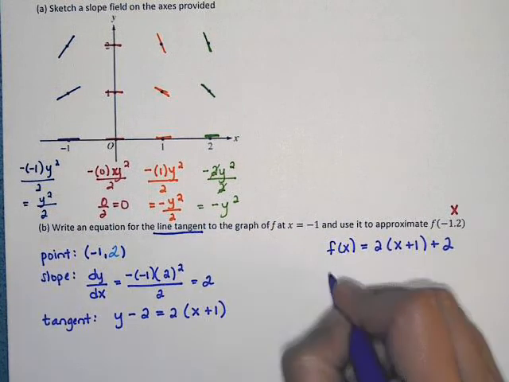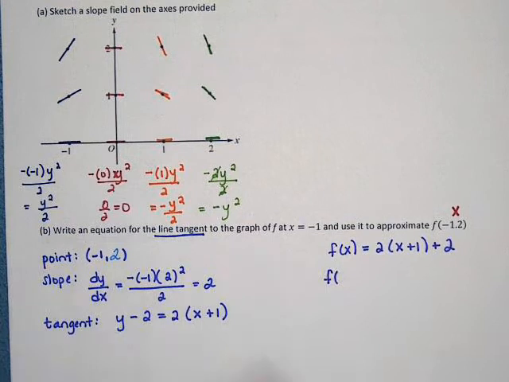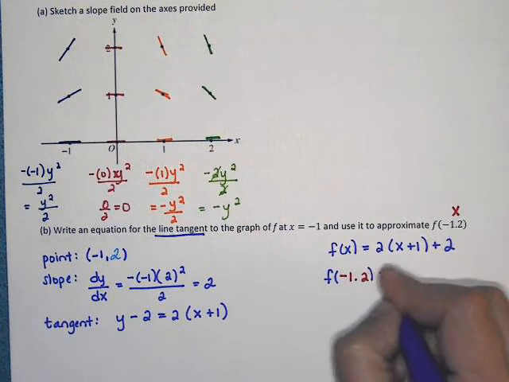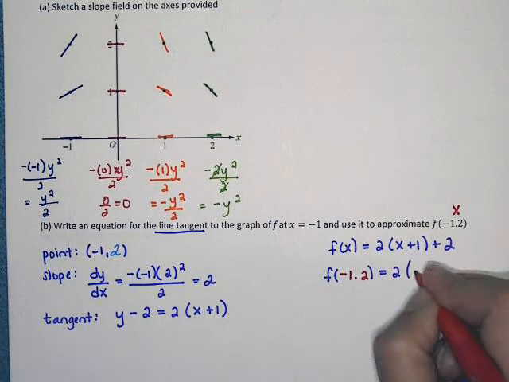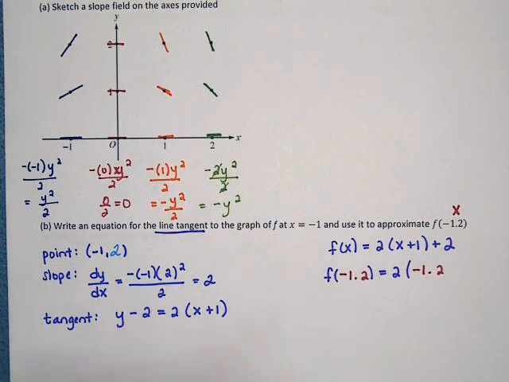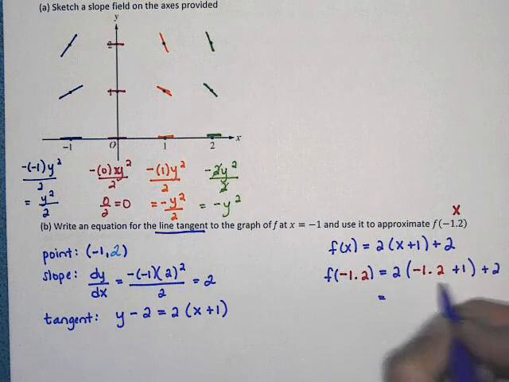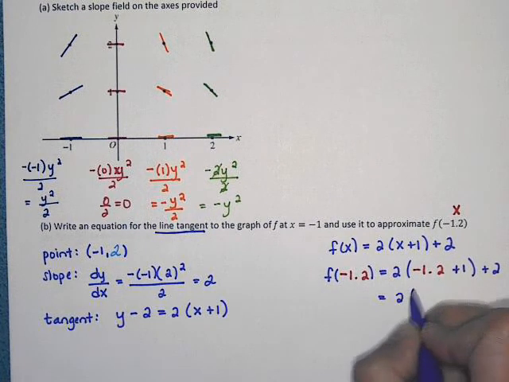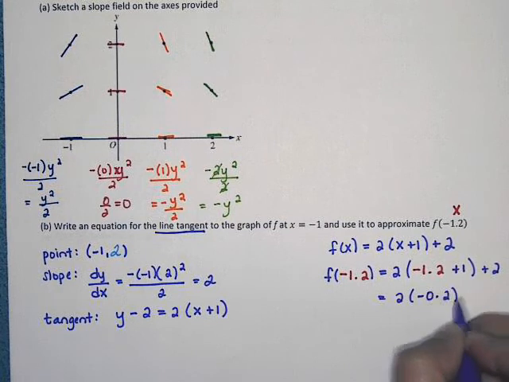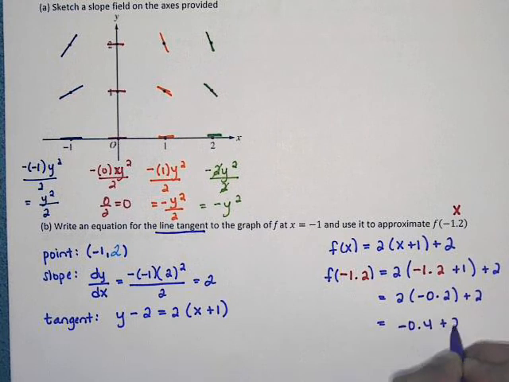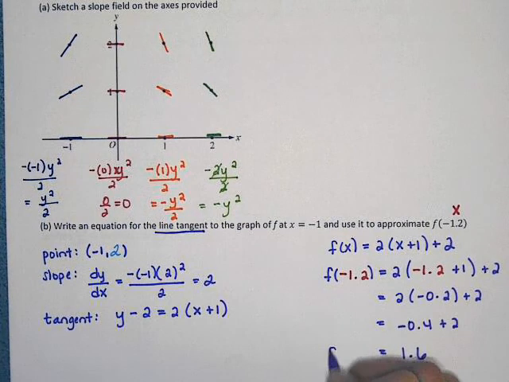Now I'm going to substitute in the -1.2 for my x. Now -1.2 plus 1 is -0.2. 2 times -0.2 is -0.4. And 2 minus 0.4 is 1.6.